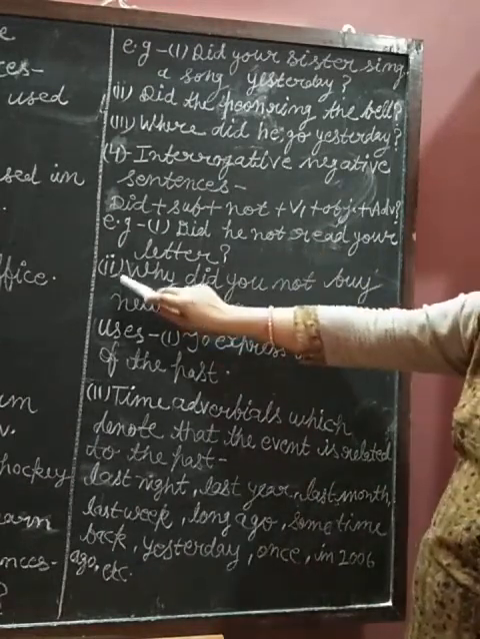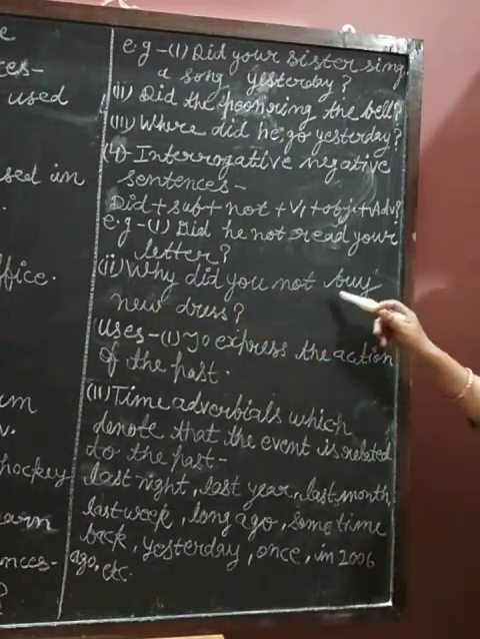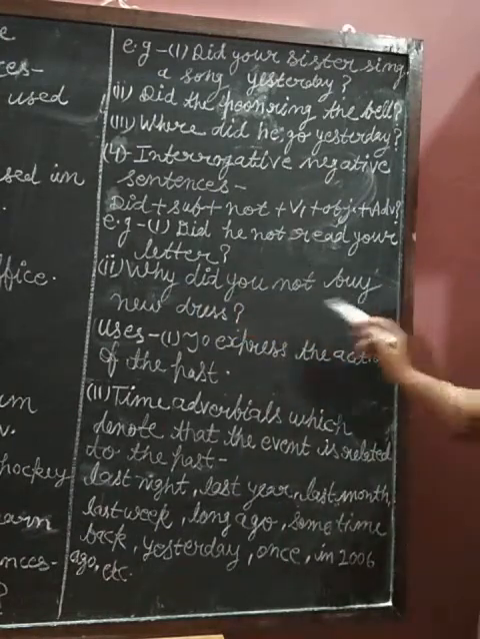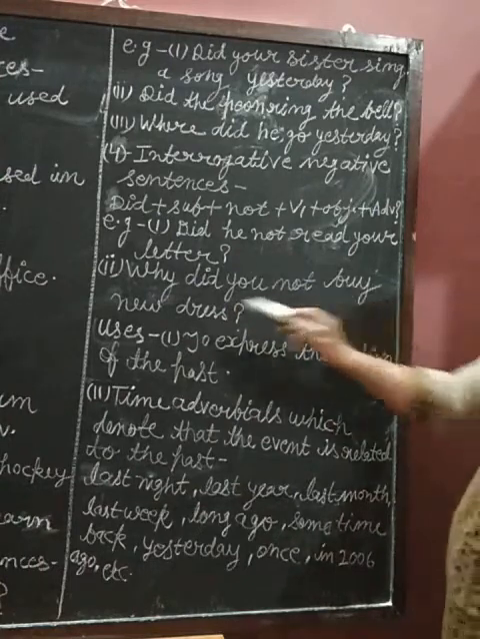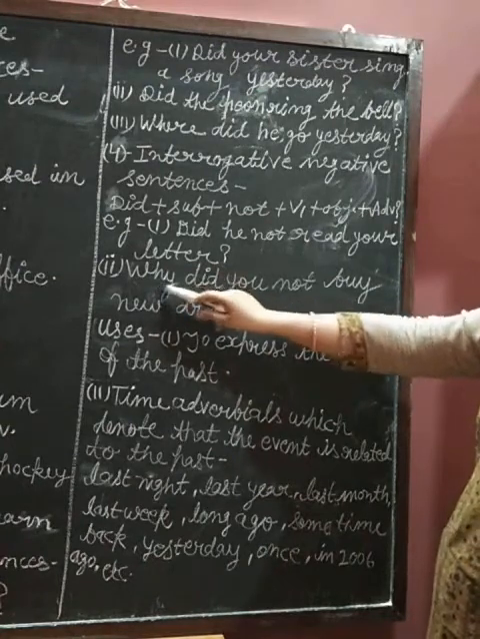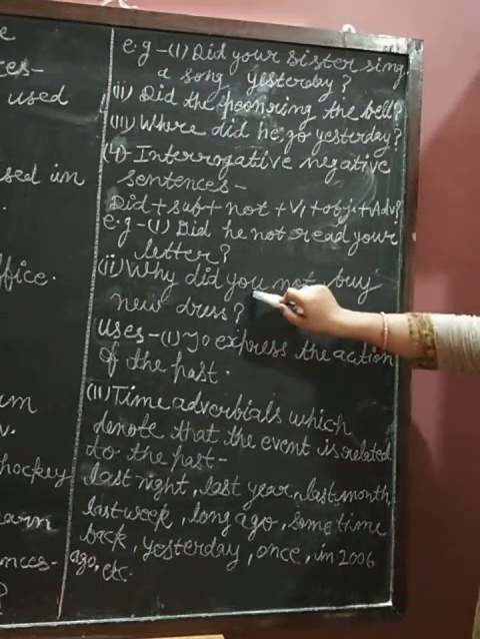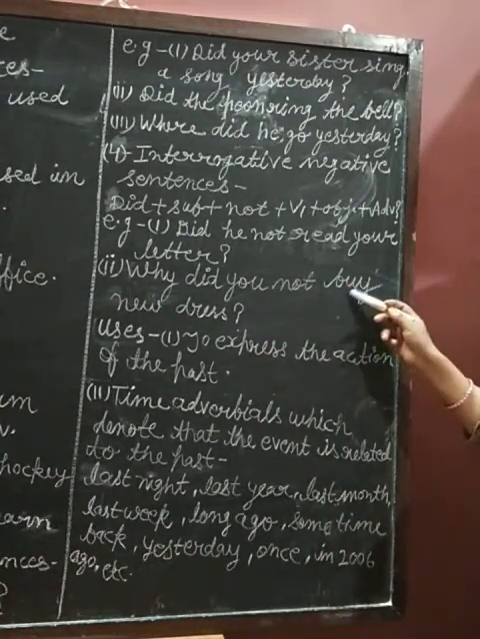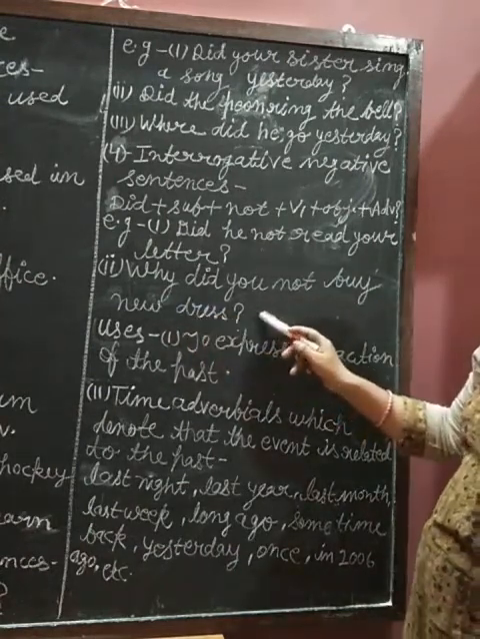Look students, this is an example of a WH word type interrogative negative sentence. So look: why did you not buy a new dress? Last, the interrogative sign. Why is the WH word. After the WH word, the helping verb did. Then use the subject, and after that you use not. Not is used for negative sense. Buy is the verb's first form. New dress is the object. It ends with an interrogative sign.